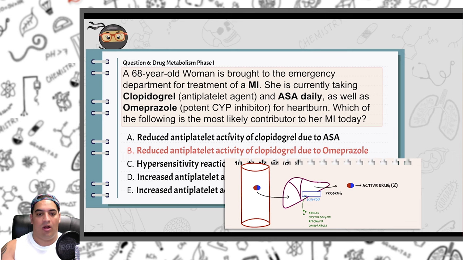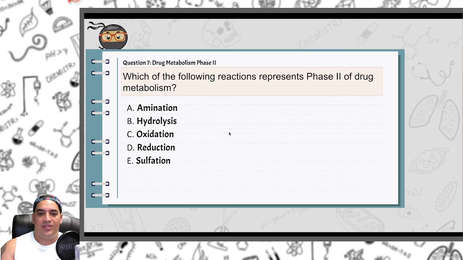Which one of the following reactions represents a phase two reaction of the drug metabolism pathway? Remember, phase one was the CYP450 system. That was reduction, oxidation, hydrolysis. So automatically we can get B, C, and D off the board because these are phase one reactions. If you remember, phase two was acetylation, methylation, glucuronate addition, glutathione addition, and sulfation. Never in the world did I mention amination, which is adding an amine group on. So I would say that amination does not involve this process. Hydrolysis is not involved. Oxidation is not involved. Reduction is not involved. The only one that actually makes sense for phase two is sulfation.